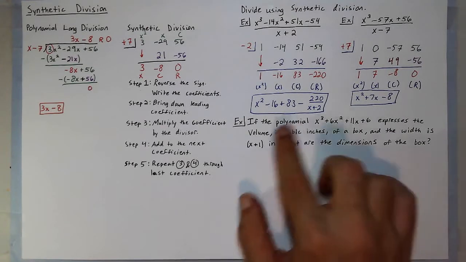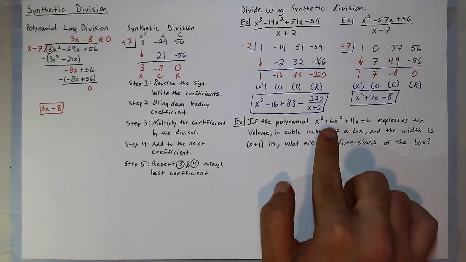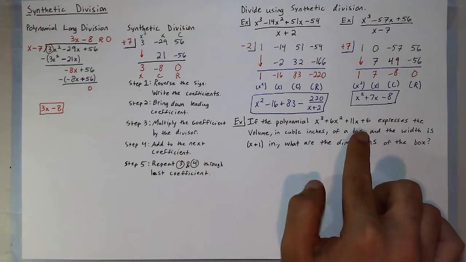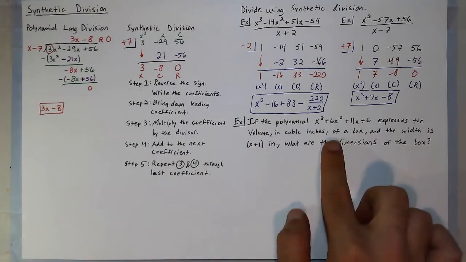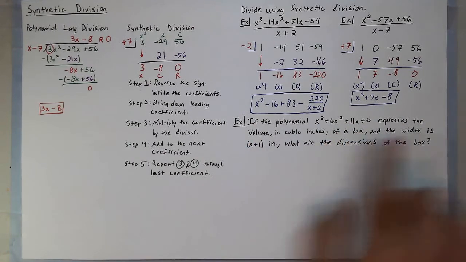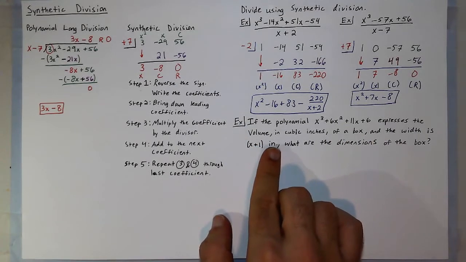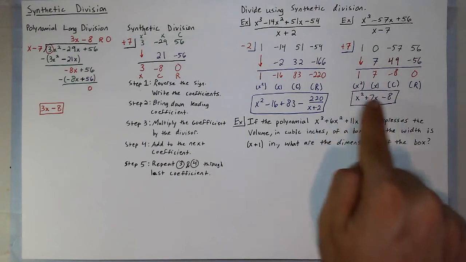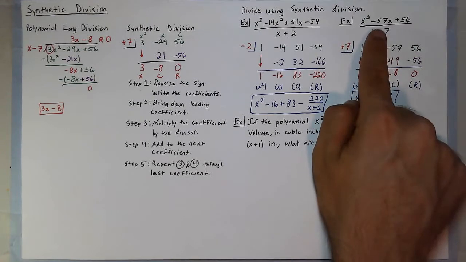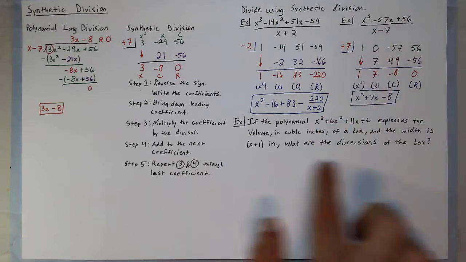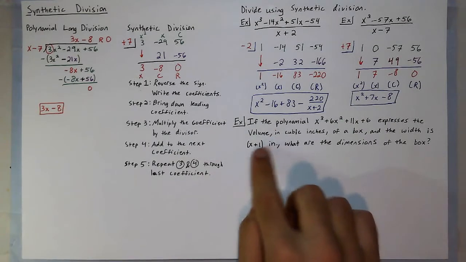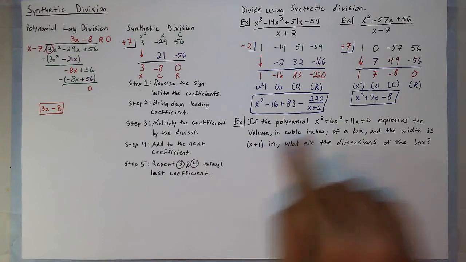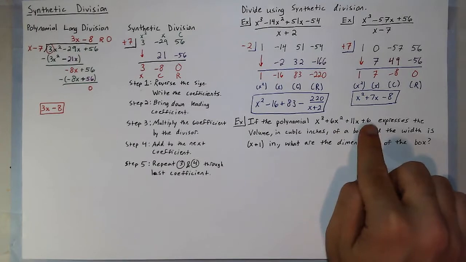Now, if the polynomial x cubed plus 6x squared plus 11x plus 6 expresses the volume in cubic inches of a box, and the width is known as x plus 1 inches, what are the dimensions of the box? So just like I talked about earlier, I could use this division technique to factor. I'm going to show you how you can use it. So again, I know the width is x plus 1, so x plus 1 should be a factor of that polynomial.